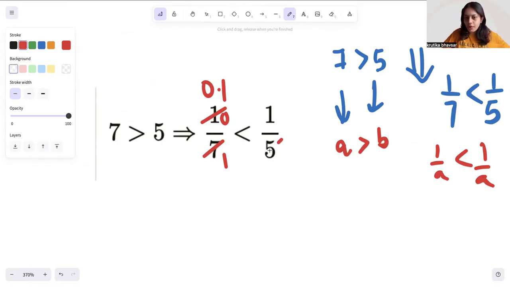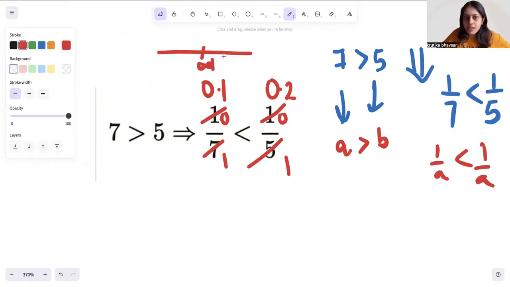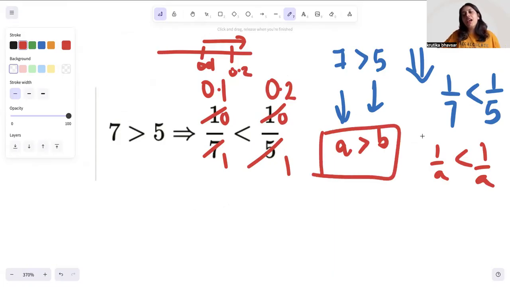And let's see what we get here. 5 ones are 5. 5 zeros are 0. Then you have a decimal. You have 10. 5 twos are 10. Is 0.2 greater than 0.1? Yes, because of the number line, right? So, this is true for any A and B. This is an important result that we need to remember.